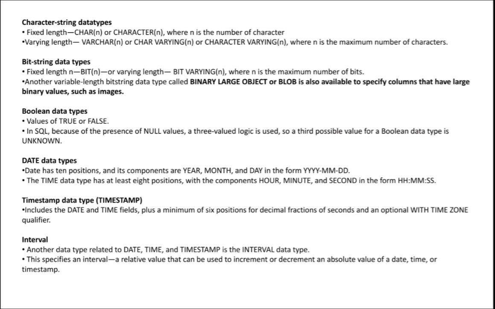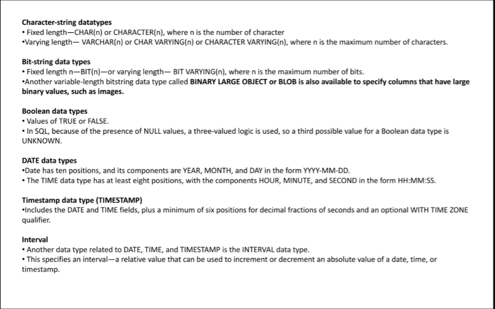Next, timestamp. A timestamp includes date and time fields plus a minimum of 6 positions for decimal fraction of a second and an optional time zone qualifier. So what is the size? 6 positions for fractions of seconds. You can display the seconds in fractions, and time zone information will also be there in a timestamp.